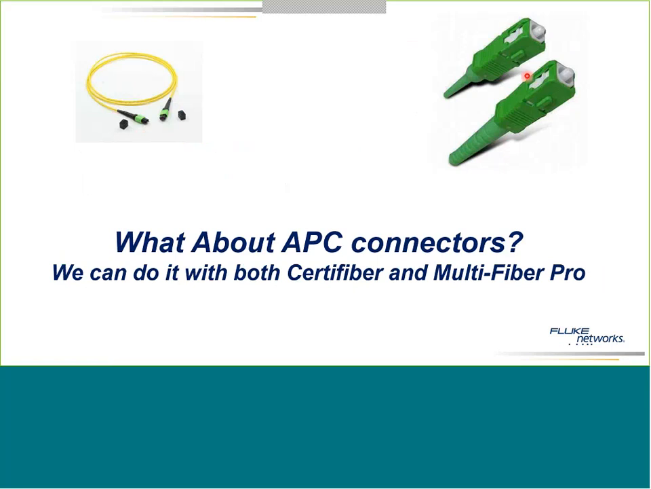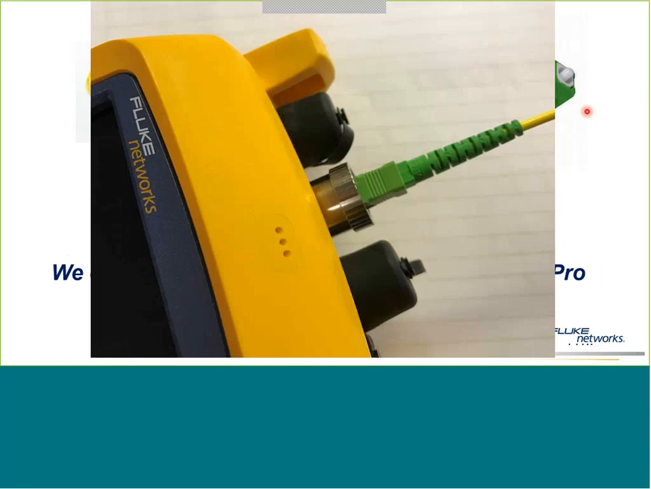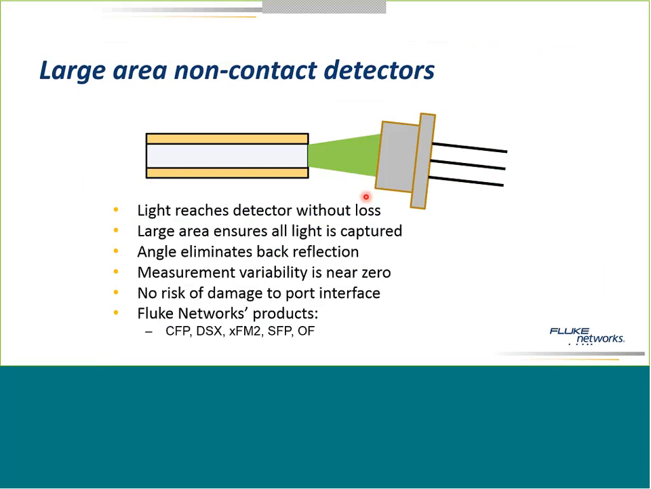Typically on SC or LC connectors, the green ones, there's a slight angle, a 7-degree angle on the end face here. And we can test those both with the Multifiber and the Certifiber. Here's the Certifiber with our power meter with our APC connector getting plugged in there. How do we do this? Well, we work with something called a large area non-contact detector.